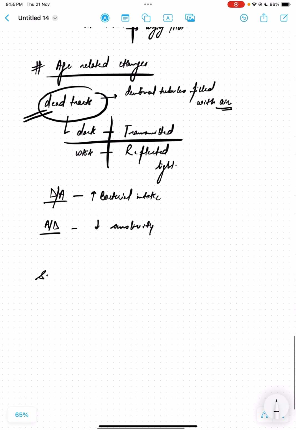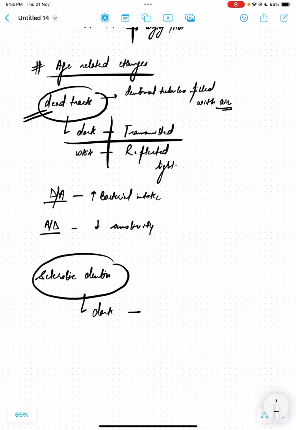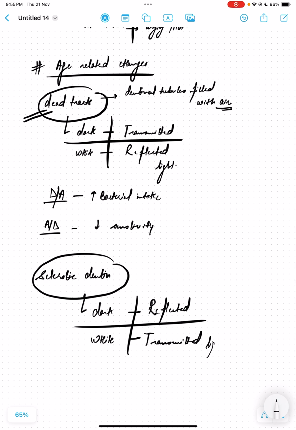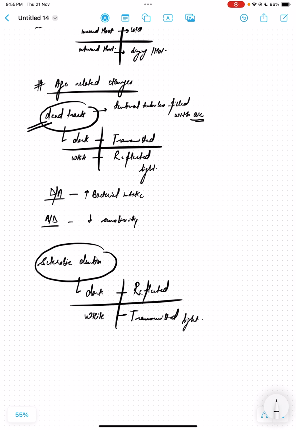Next is our sclerotic dentin. Sclerotic dentin is the opposite of dead tracts. It appears dark in reflected light and white in transmitted light. All of you have to remember it. These two can be asked in viva: which appears dark in transmitted light, and which appears light in reflected light. So you have to remember all of this.